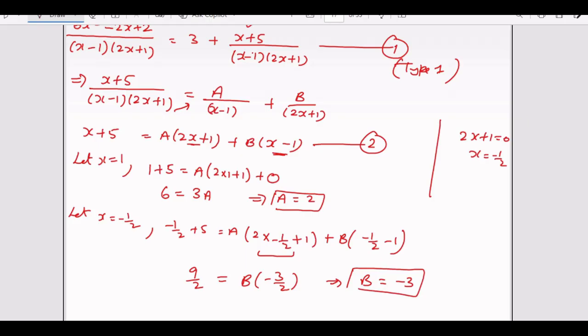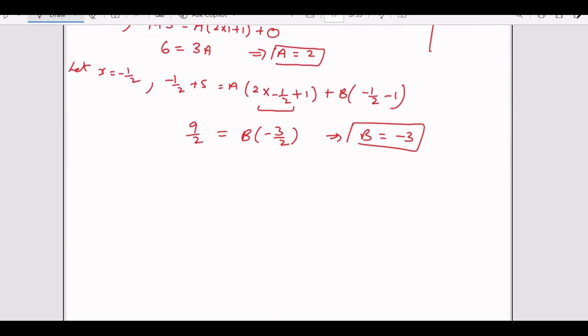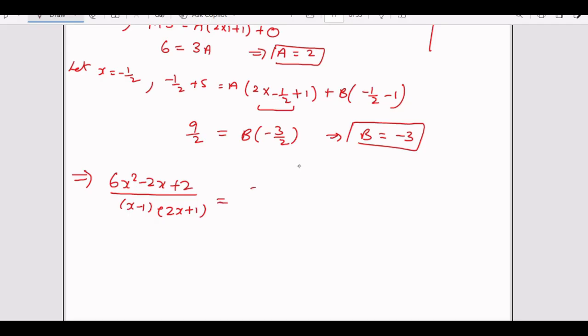So now we are just going to use equation 1 to expand this, so that once we have the values of A and B, we can write the final answer. 6x squared minus 2x plus 2 over x minus 1 and 2x plus 1 equals 3 plus 2 over x minus 1 and minus 3 over 2x plus 1. So this is our final answer.